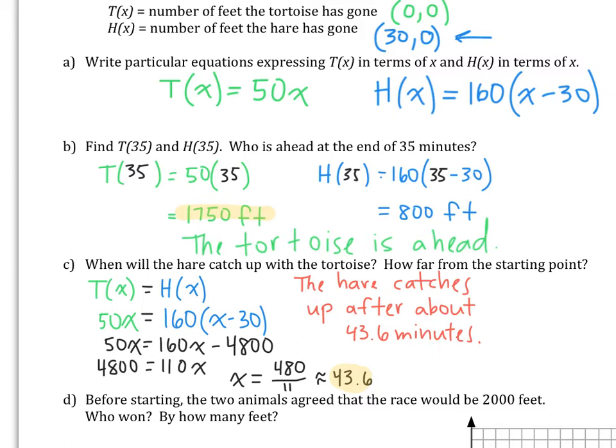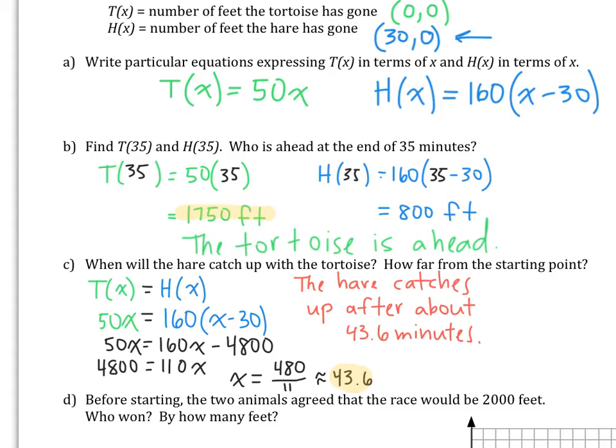Now we have to answer how far from the starting point is that? So what are we going to do? Well, we can simply plug this x value into either one of the equations. Now I will choose the tortoise equation just because it's a little easier to figure that out. It doesn't really matter because at this point they're both equal. So let's set that up.